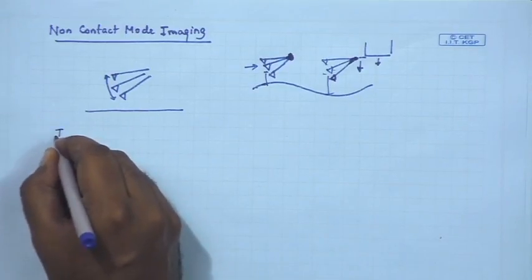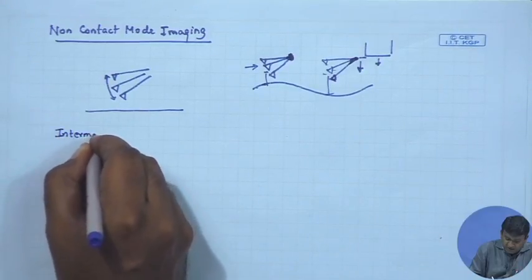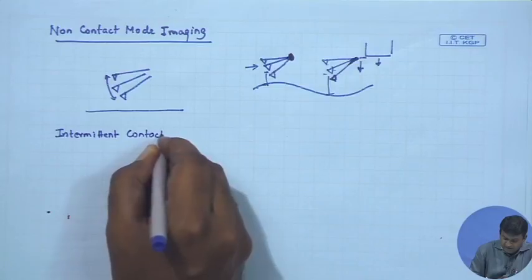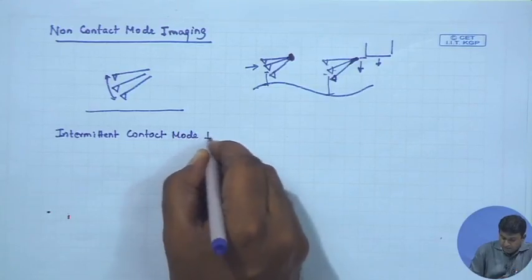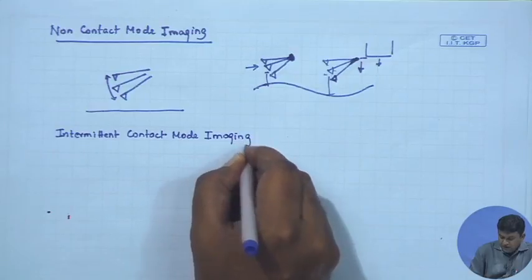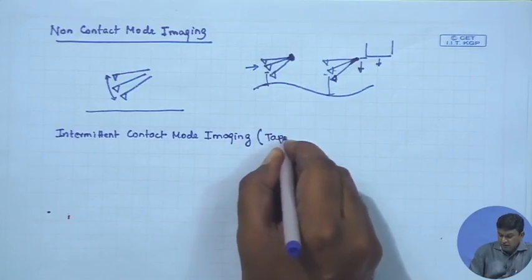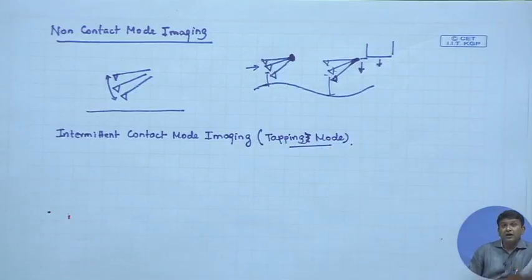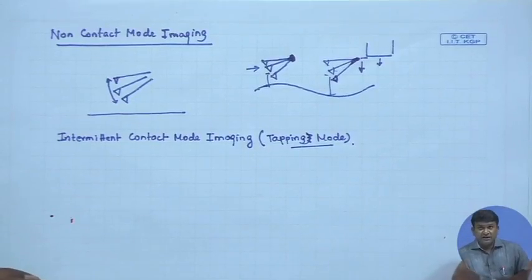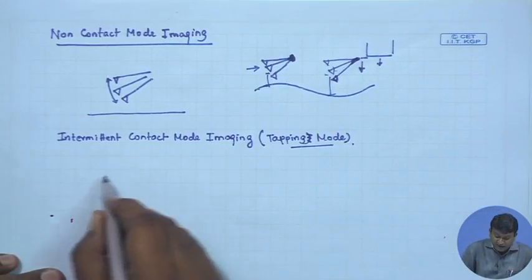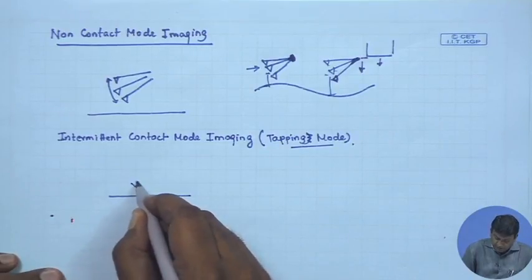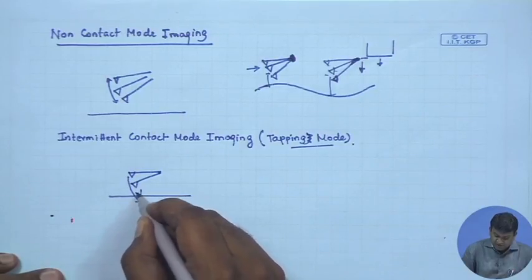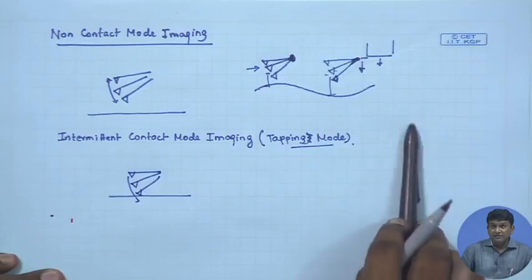What is the industry standard is essentially a concept that combines the advantages of non-contact mode imaging as well as contact mode imaging. That is, you use the cantilever as a spring and oscillate it, but not in a zone where it does not touch the surface. You bring it a bit closer, start oscillating, and let it tap the surface like this. It goes on tapping the surface like this.